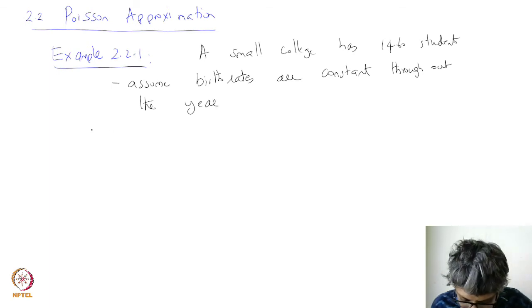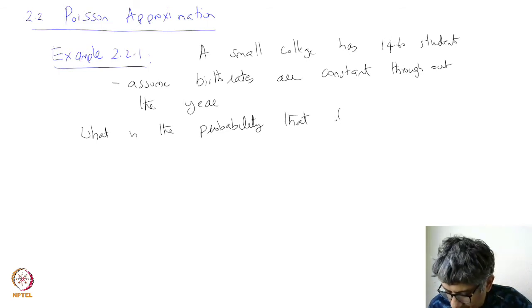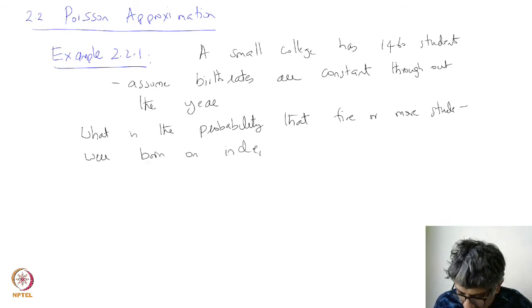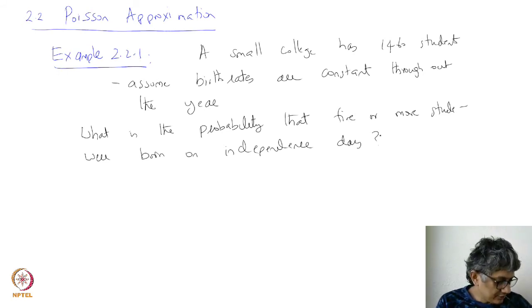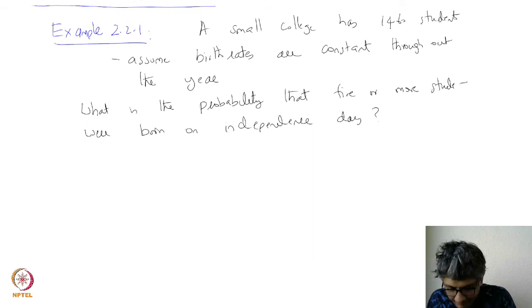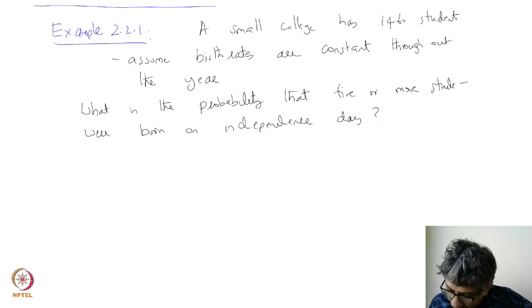Then let's say I ask the question: what is the probability that 5 or more students were born on Independence Day? Suppose I ask this question. How do you want to think about it? You could think of it as a Bernoulli trial: each student has a probability 1/365 of being born on a particular day, and you want 5 or more to be born on that day.